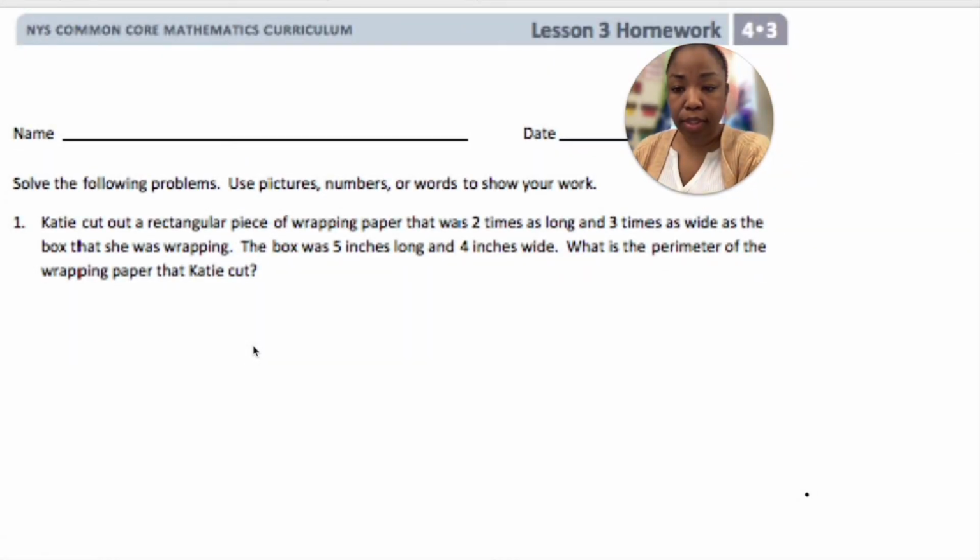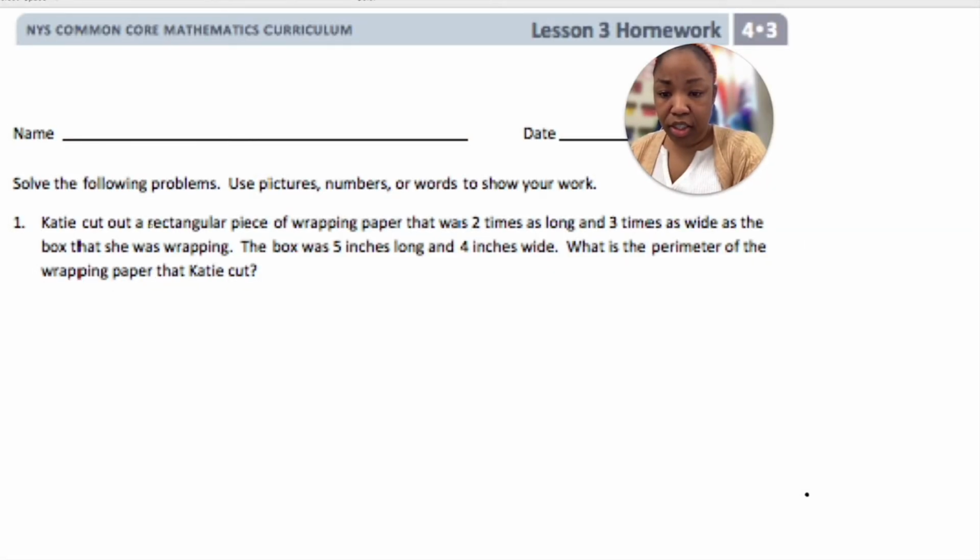Okay, for these problems, we are going to use pictures, numbers, or words to show our work and solve the problems. For number 1, Katie cut a rectangular piece of wrapping paper that was 2 times as long and 3 times as wide as the box that she was wrapping. The box was 5 inches long and 4 inches wide. What is the perimeter of the wrapping paper that Katie cut? So they tell us that there's this rectangular piece that's 2 times as long and 3 times as wide as this box.